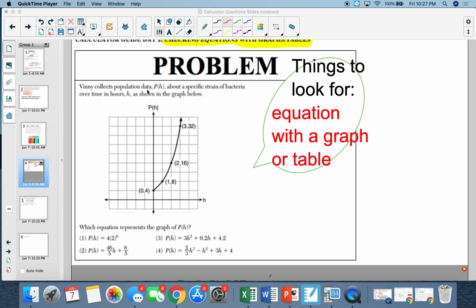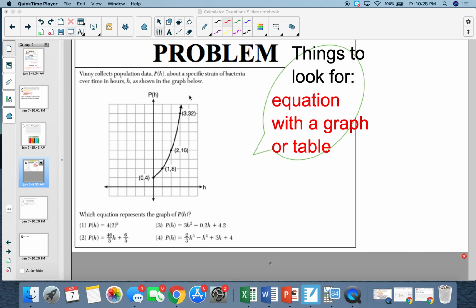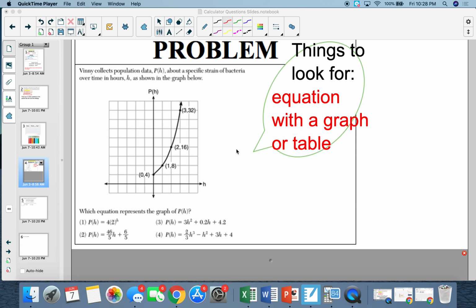Vinny collects population data, P of H, about a specific strain of bacteria over time in hours H as shown in the graph below. So let's take a look. Here's our given graph, and it's asking which equation represents the graph of P of H. So basically it's asking which one of these equations matches this graph.